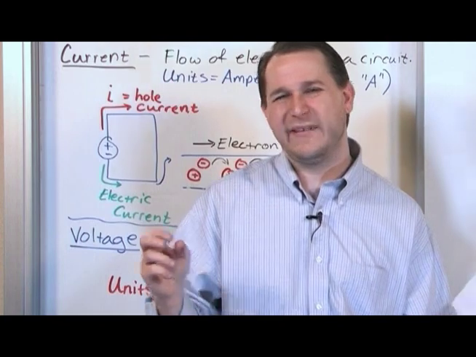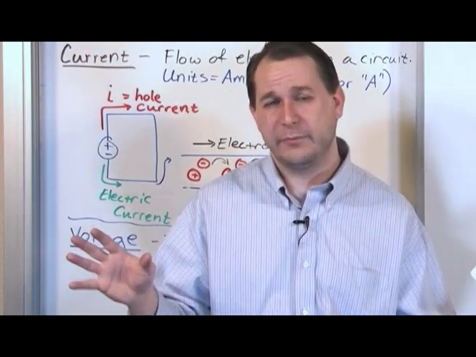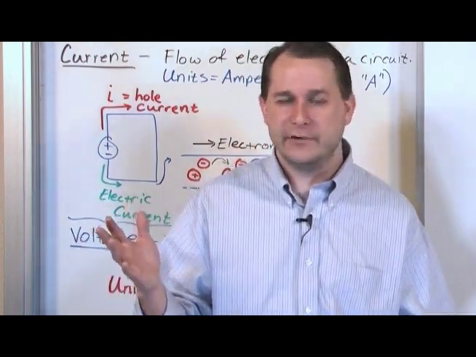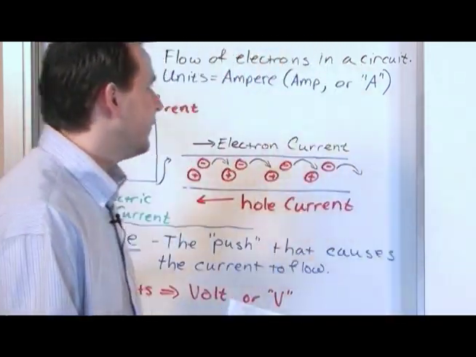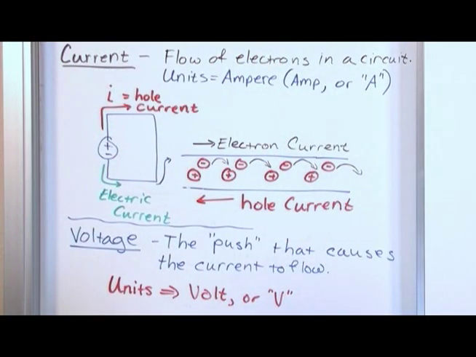Whereas a 1 volt source, since it's so much less of a push, so to speak, it's not really going to do very much to me. All right, so that's really the main difference. So current and voltage are tied at the hip, but two different things.